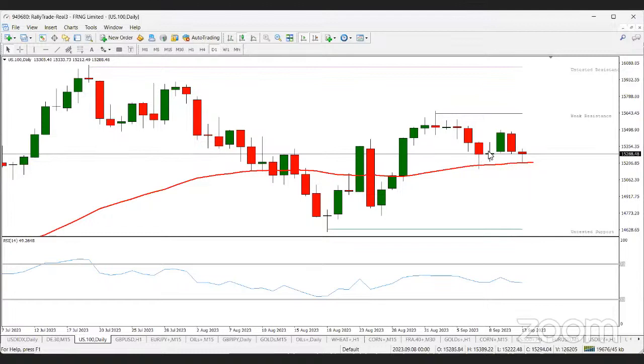Now, price made a little retracement that was not as high as the last time. And yesterday we had an engulfing, not the perfect engulfing, but we had such a bearish candle to still show that there is bearish pressure on US 100.